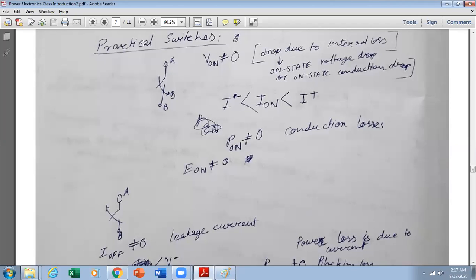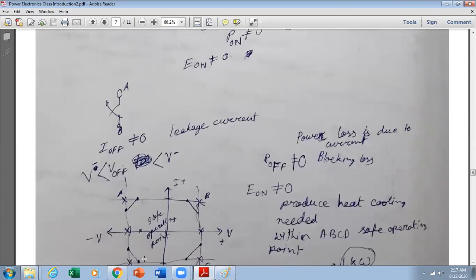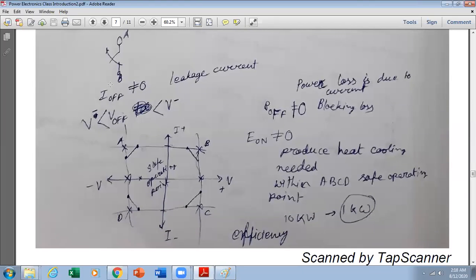Similarly, for the off state or the open switch, here also the blocking current I is not exactly equal to zero. It has some leakage current. That current is actually called leakage current. And the voltage is also not infinity. The blocking voltage is from minus V to plus V. So power loss here.